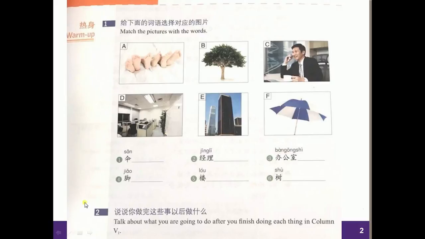Let's read them all over again. 再读一遍. 第一个, 伞. 伞, 经理, 经理, 办公室, 办公室, 脚, 脚, 楼, 楼, 树, 树.